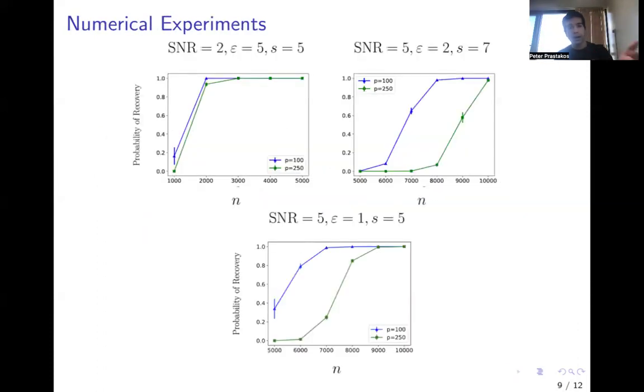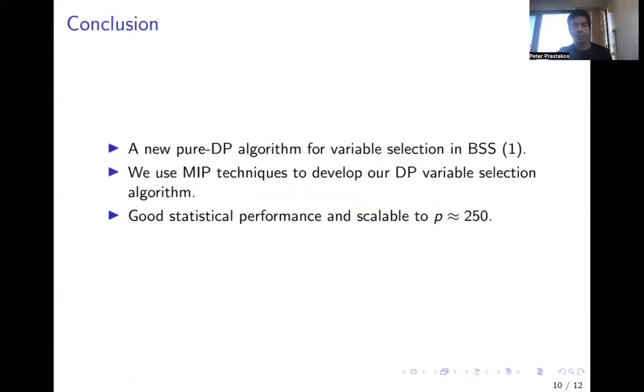So our algorithm has shown favorable statistical properties of probability of recovery for different values of S and R, epsilon, the privacy parameter, and S, the sparsity parameter, for varying values of P and N. And so in conclusion, we're presenting a new DP algorithm for variable selection. We're using mixed integer techniques to scale it up and showing good performance for P up to 250.